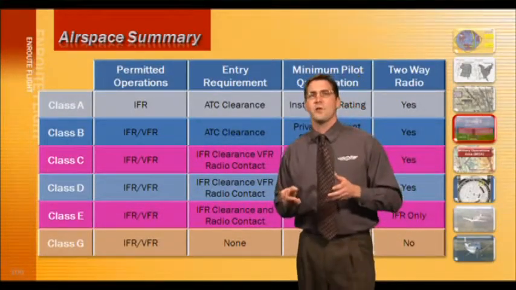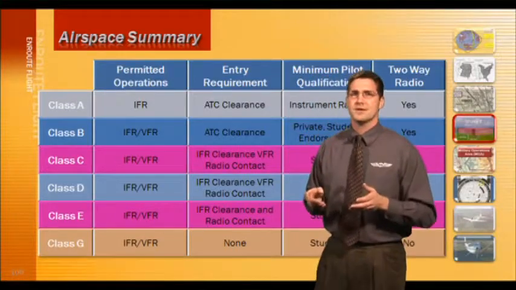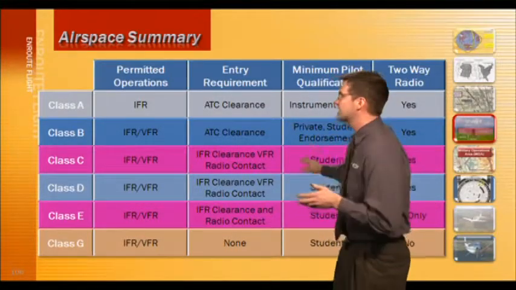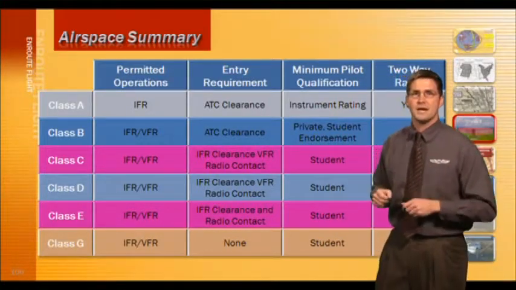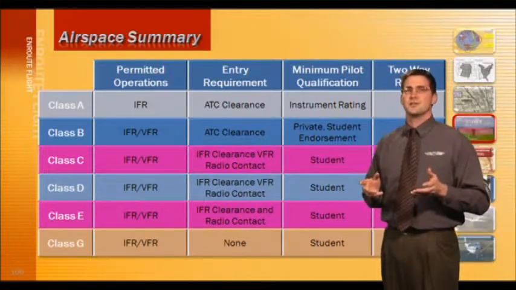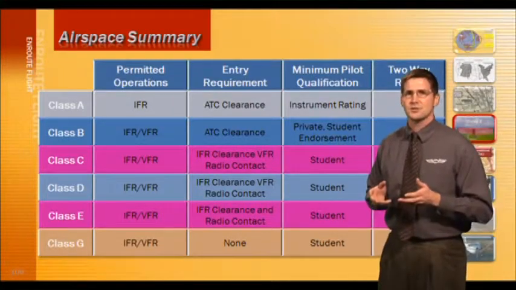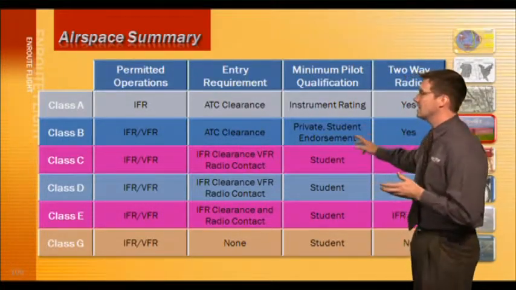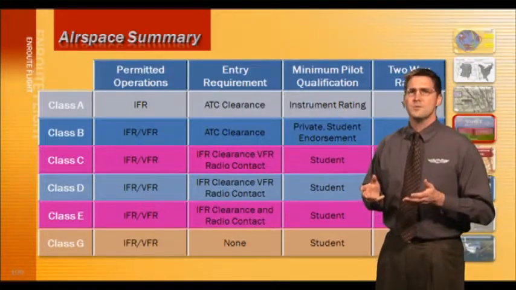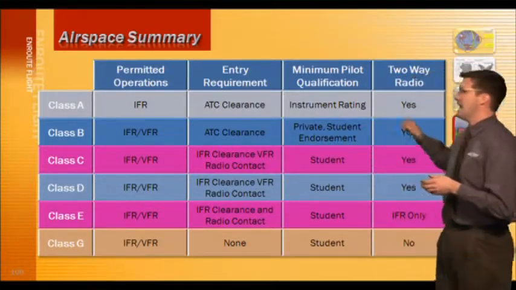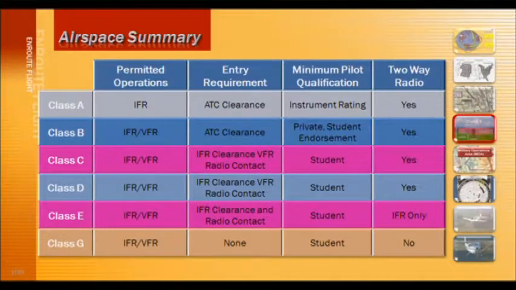Now let's look at the pilot qualifications necessary for operating in the various types of airspace. In Class A airspace, you must have a private pilot certificate with an instrument rating. Only a student pilot certificate and sometimes an instructor's endorsement is required to fly in the other types of airspace that we discussed. Finally, two-way radio communications are required for Class A, B, C, and D airspace. Class E airspace requires communications with a clearance only when the weather does not meet basic VFR minimums.